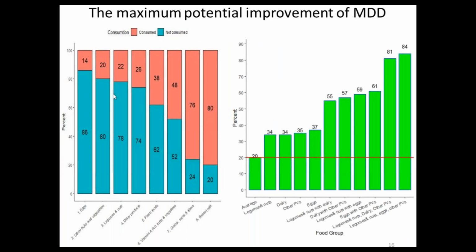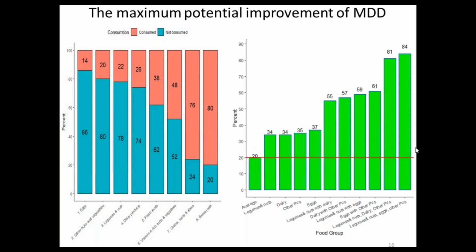In this, the first bar chart indicates the proportion of inadequate minimum dietary diversity in each food group. In Sub-Saharan Africa, 86% of children have not consumed eggs, and 18% of children have not consumed other fruits and vegetables, and so on. The most commonly consumed food for children in Sub-Saharan Africa is breast milk, which accounts for 80% of children.